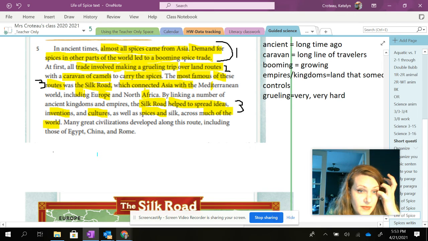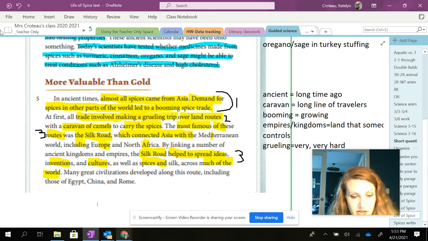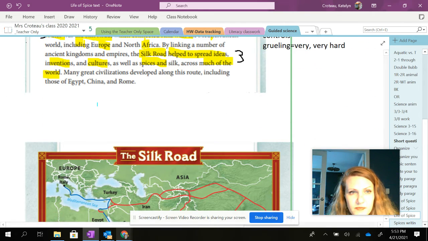Okay. Many great civilizations developed along this route, including those of Egypt, China, and Rome. So a civilization is just a group of people living in a certain place at a certain time, and it's typically bigger than just one city, but not necessarily. It's usually a large group of people in one city or multiple cities that share culture and traditions and things of that nature.